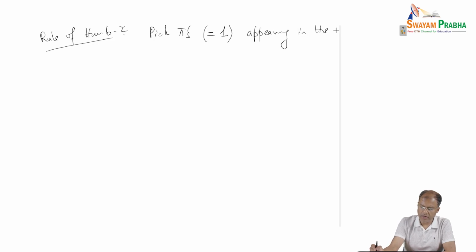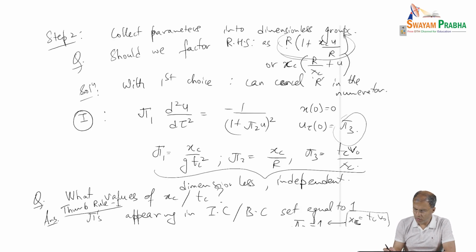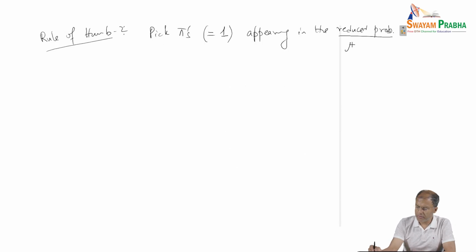in the reduced problem. So what is the reduced problem? First we have to understand what the reduced problem is. The reduced problem is when we have pi2 set equal to 0. And now in this reduced problem, whatever pi remains, for example here in this case pi1, we set pi1 equal to 1.